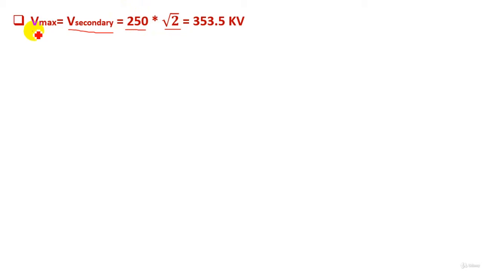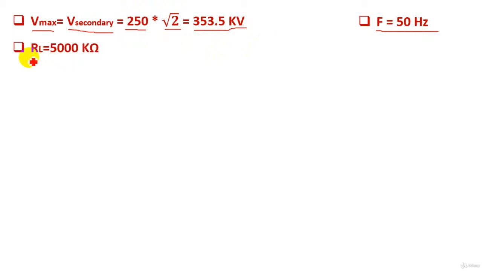So we need to obtain the maximum voltage. We will multiply the RMS voltage of the secondary of the transformer times root 2. So the maximum voltage will be 353.5 kilovolt. Also, the supply frequency is 50 Hz. The load resistance is 5000 kilo ohm.